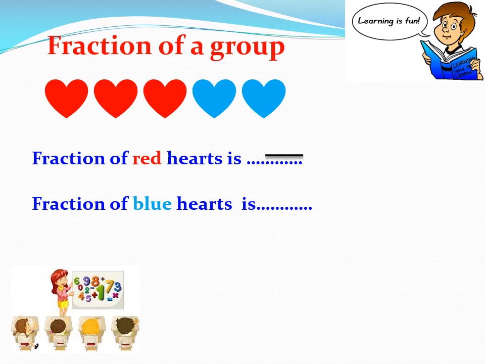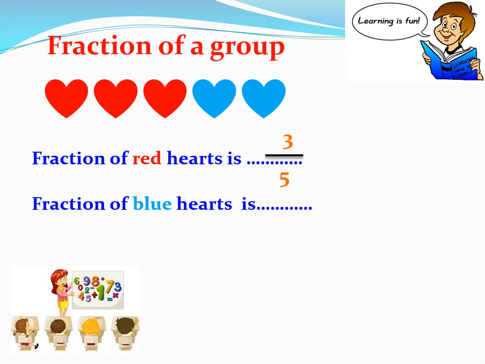Then, under the line, I will write the total of the group. Here, how many hearts? 1, 2, 3, 4, 5. I have 5 hearts. And how many red hearts? 1, 2, 3. We have 3 red hearts. So it will be 3 over 5.